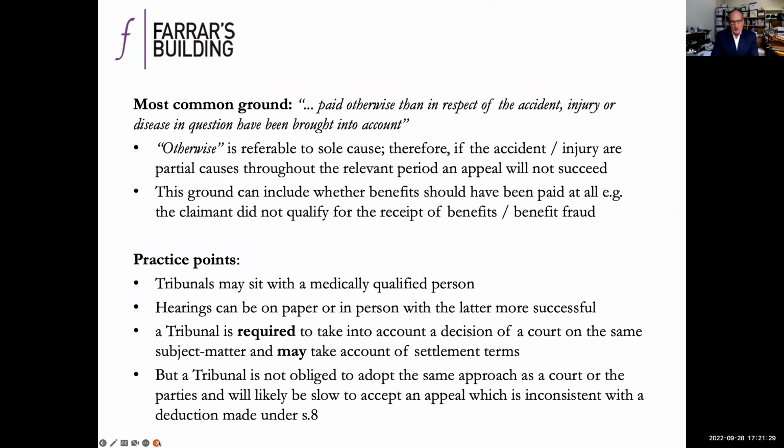But as I mentioned, the tribunal is not obliged to adopt the same approach as the court. And of course, it will be slow to accept an appeal which is inconsistent with deductions that are made already under Section 8. So, yeah, there's elements of inevitable common sense in relation to that.